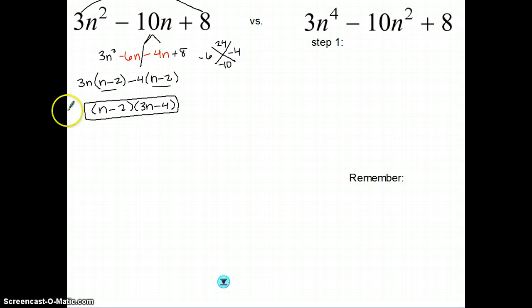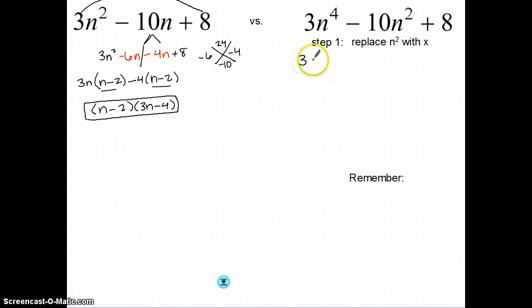Now to the right, you might notice this is a little bit different, but not much. The only difference is that the n is now raised to the 4th power and to the 2nd power, instead of to the left, where it was raised to the 2nd and the 1st power. So all we are going to do is replace n squared with x.